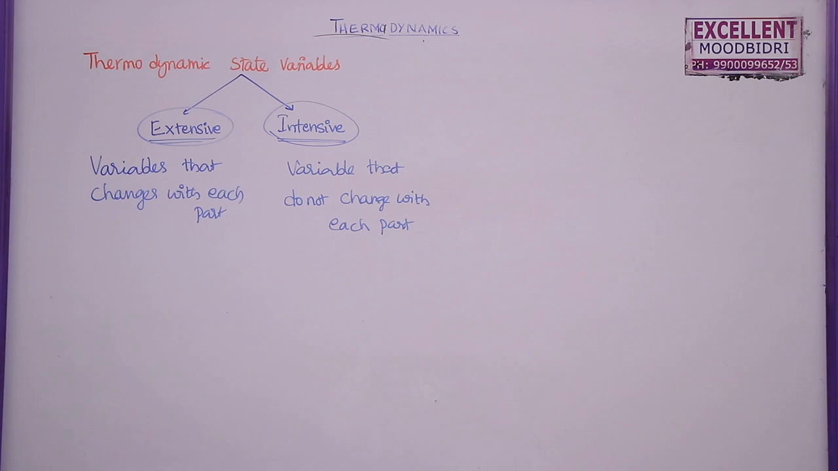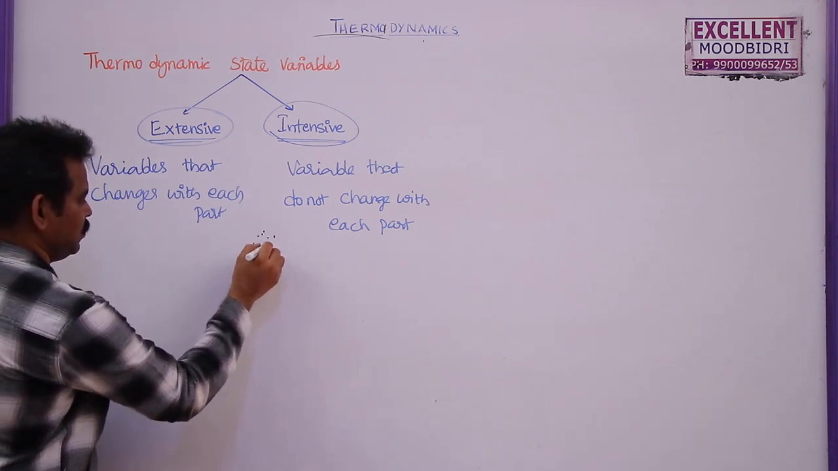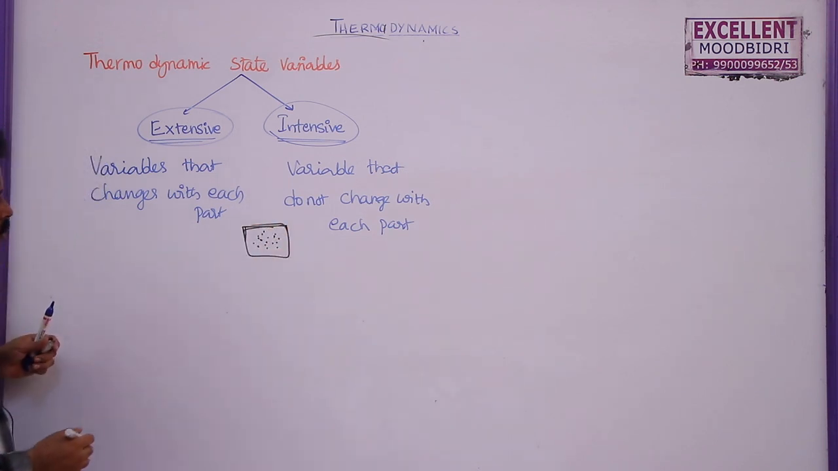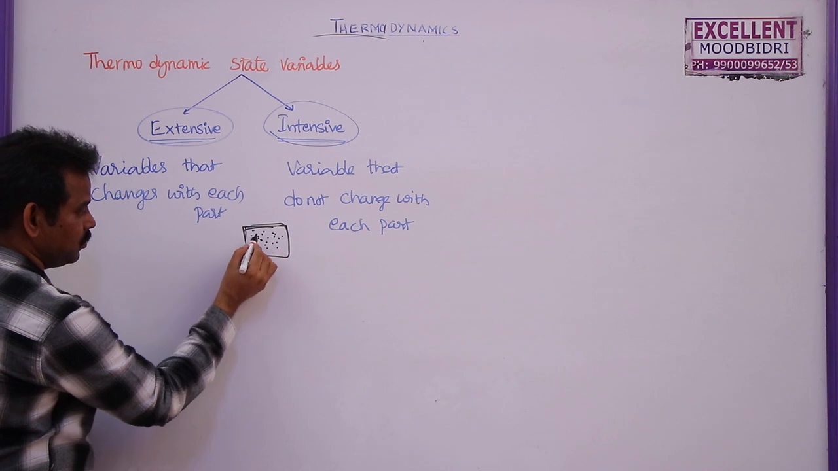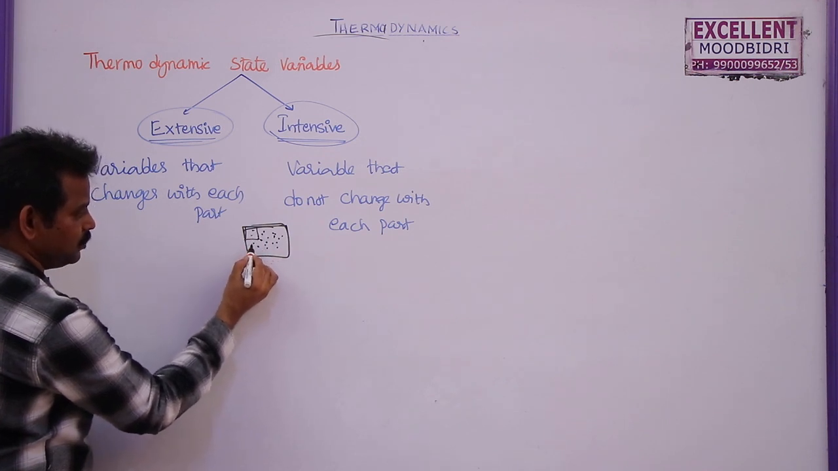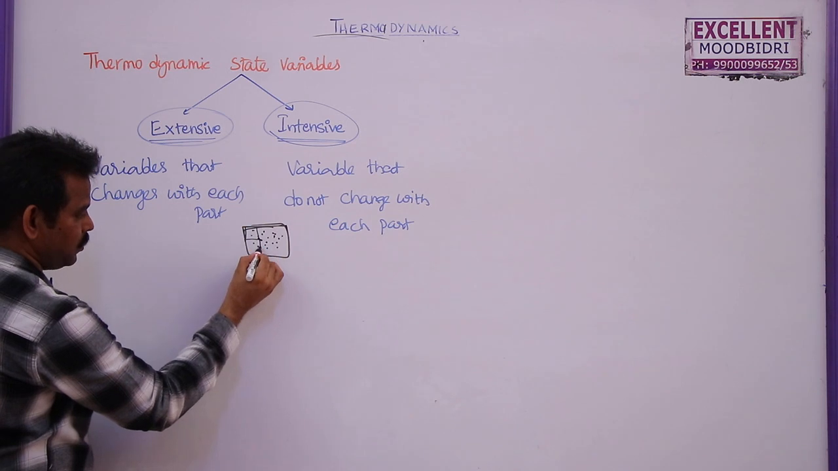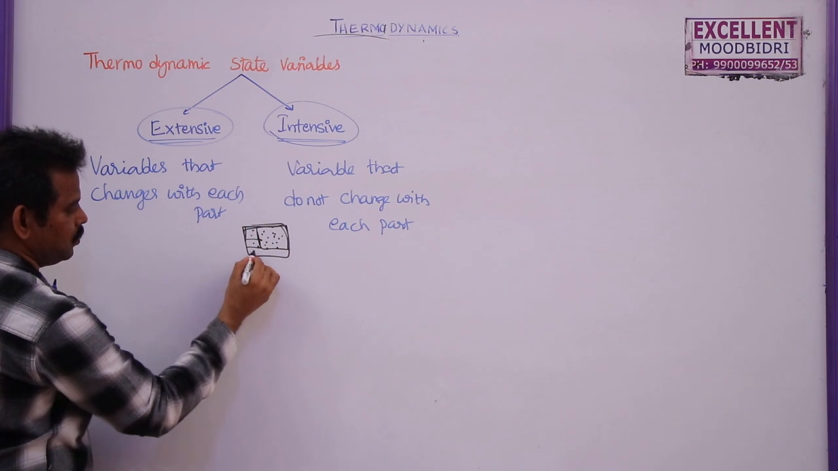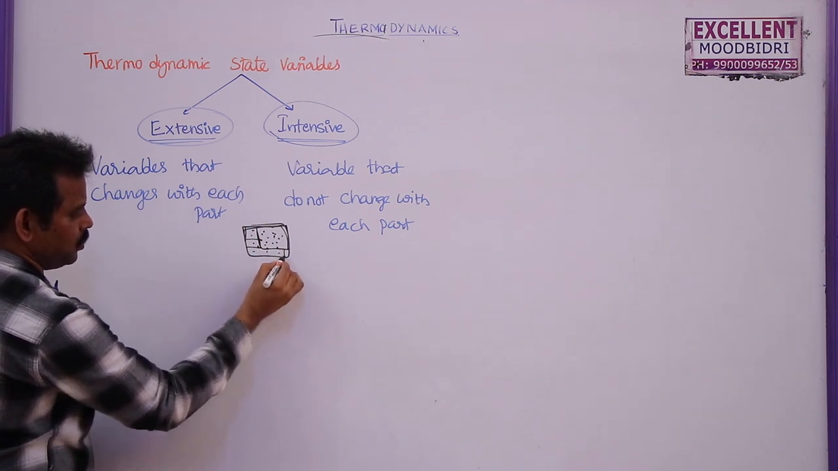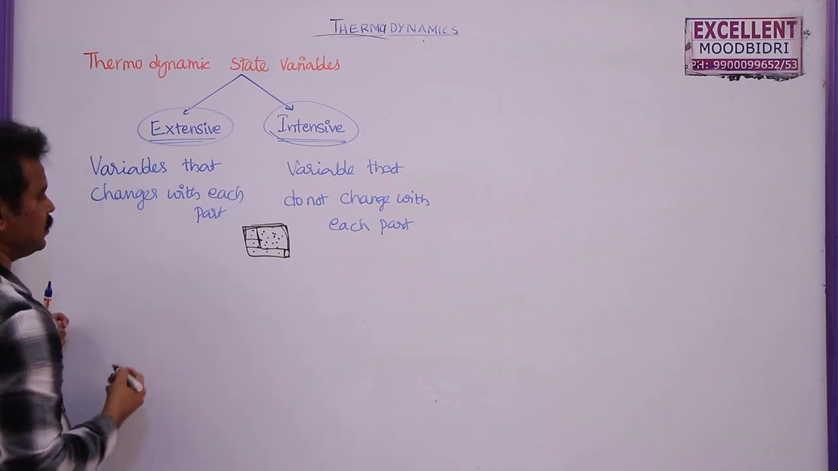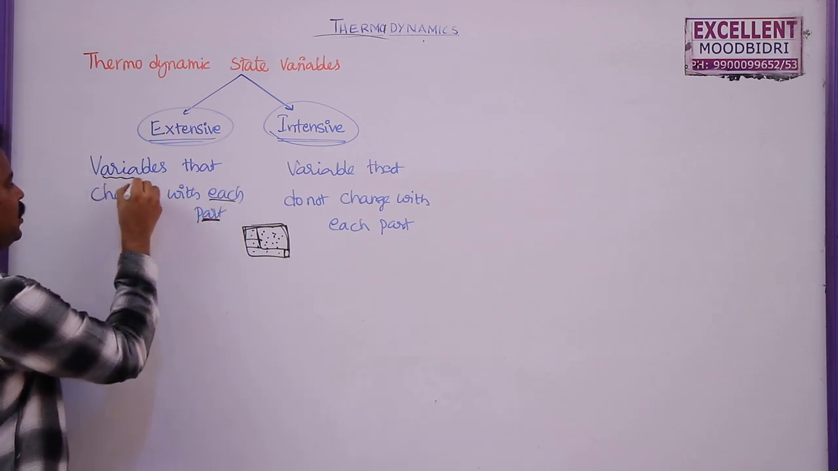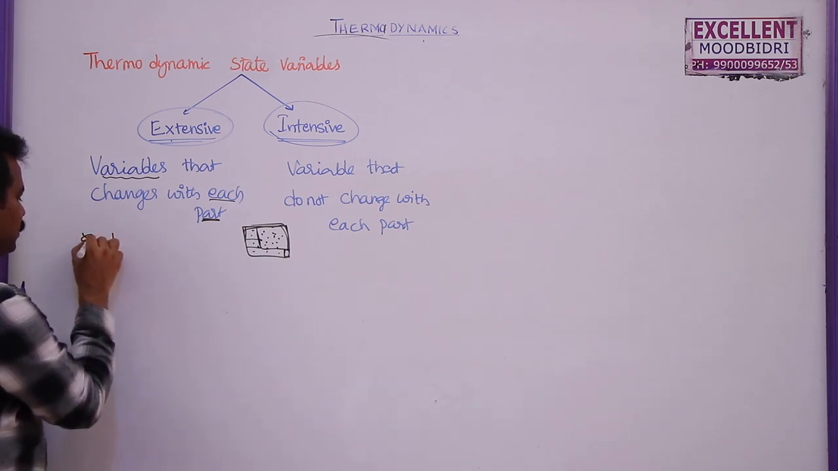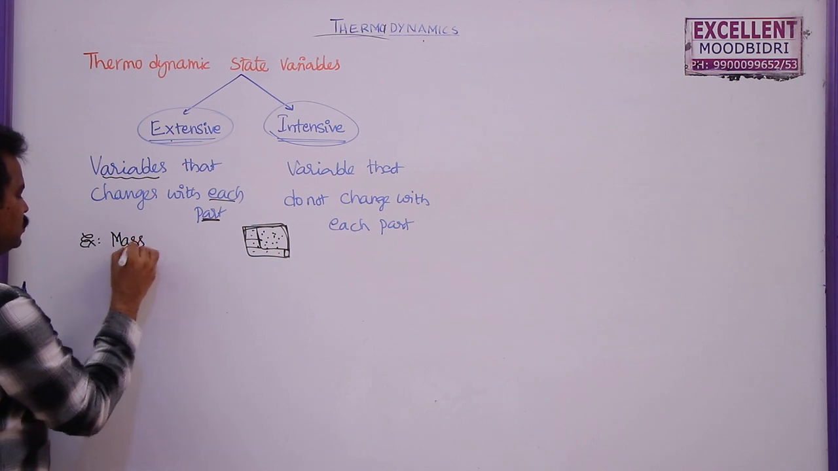If you consider a system, a gas here, this is a gas, this is a system which is under study. Now, the mass of this gas, if you take this much part of this gas, mass is different. If you take this much, mass changes. If you take this much, here mass is more. If you take only this small part, mass is less. That means with each part, if the variable changes, that is called an extensive property. So the best example for this one is mass, an extensive property.